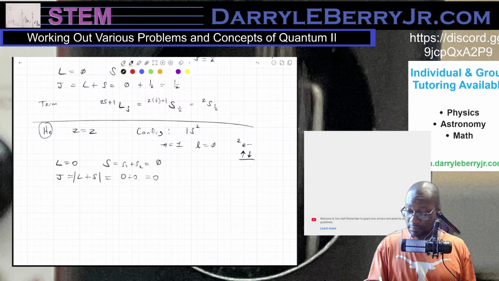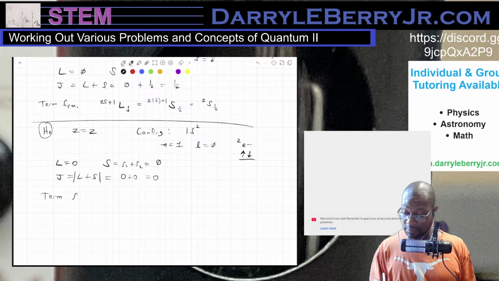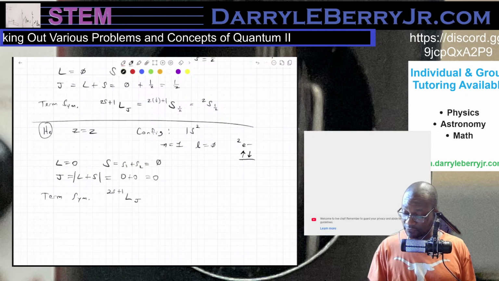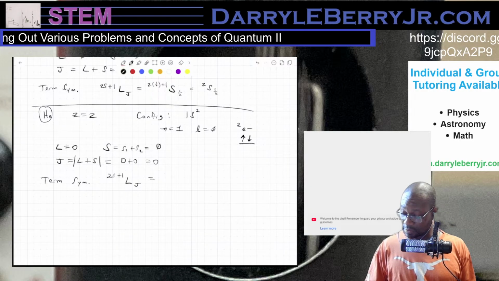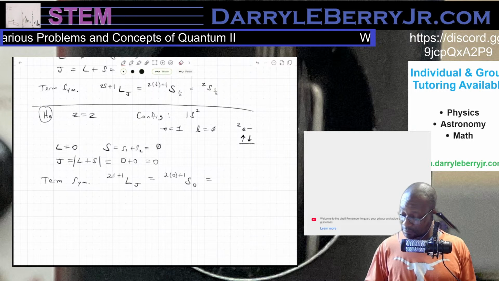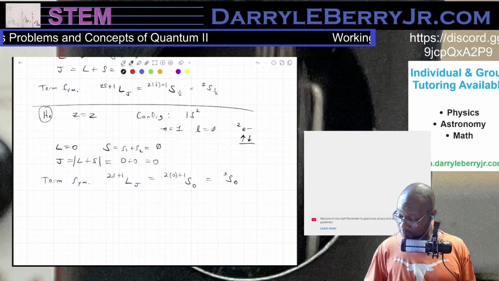So the term symbol is 2S plus 1, L, and the full J. So this equals 2 times 0 plus 1, big L is 0, so that's still S, and J is 0. So that is 1S0. So they do put the 1S0.